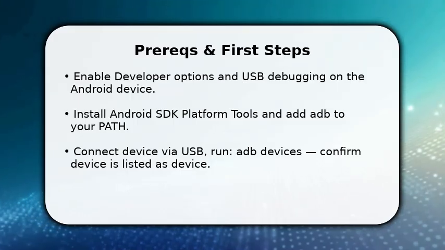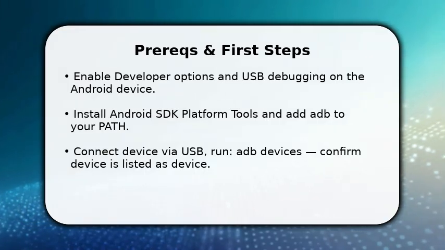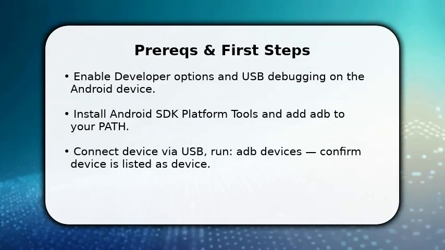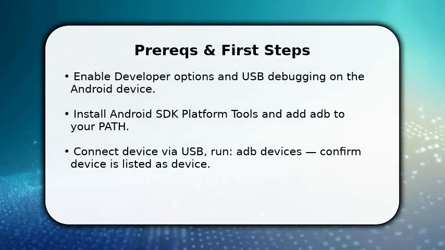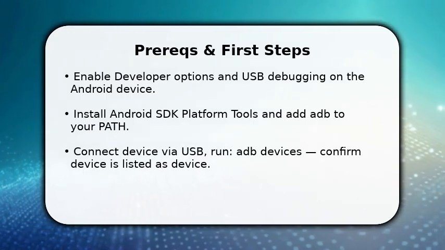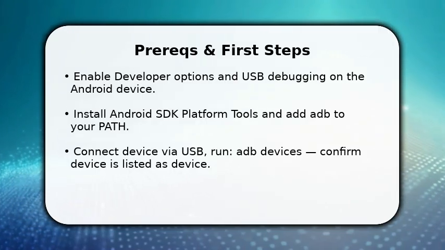You start by confirming the essentials: USB debugging on, ADB installed, and your device authorized. Once connected, open a terminal and run adb devices to see your device ID. Make sure the status reads device, not unauthorized. If it shows unauthorized, accept the computer prompt on the phone.